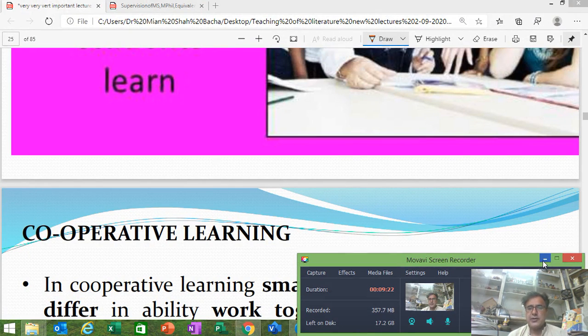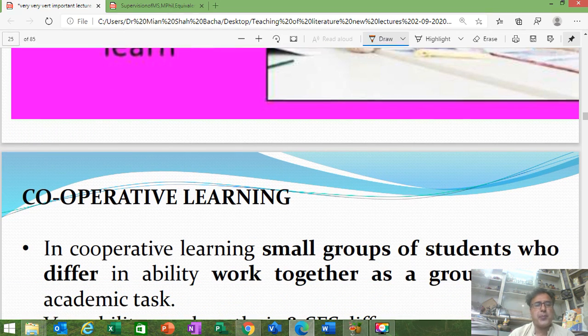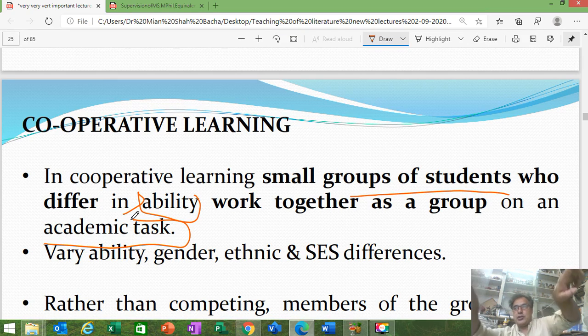All right, let me continue with cooperative learning. In cooperative learning, small groups of students who differ in ability work together as a group on an academic task. Again, in cooperative learning the class is divided into certain groups, and the capable, intelligent students of the class are divided into groups, and thus the work becomes cooperative.